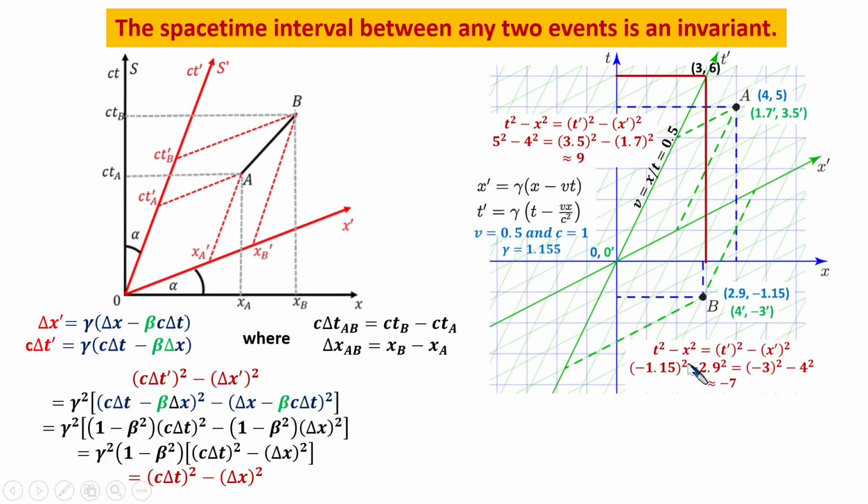So minus 1.15 square minus 2.9 square. So this one is equal to, in this prime axis if I substitute this X and T, I get minus 3 square minus 4, which is equal to minus 7.